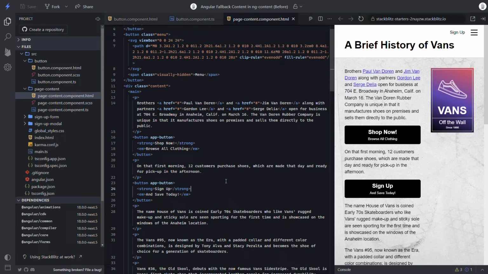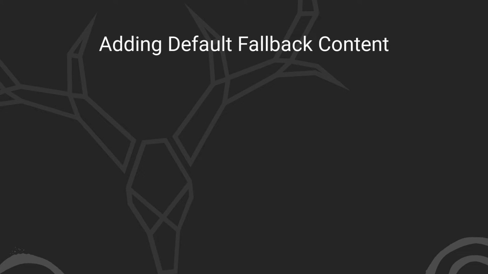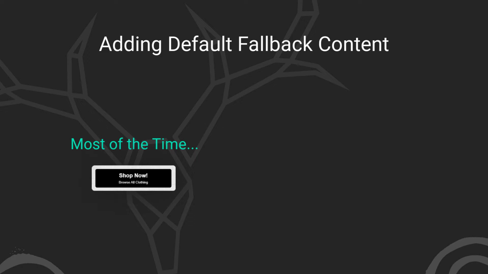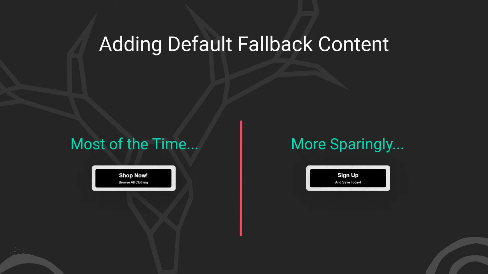Kind of boring so far though, right? But here's where the cool part comes in. Let's say that we use this button in several places, and most of the time we want it to have the text from the first button, Shop Now and Browse All Clothing. Then, sparingly, we will want to do what we're doing for the second button where we provide unique labels. This is now really easy to do.